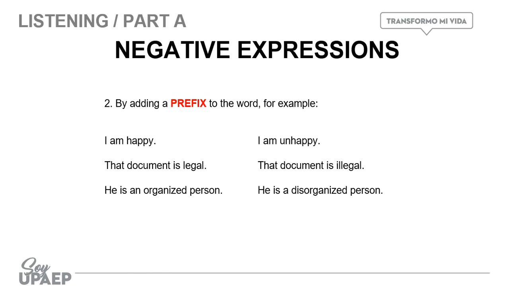The third one says he's an organized person. We added the prefix dis to the adjective organized in order to make the sentence negative. He is a disorganized person. There are many different prefixes that we can add to words. And in most cases, when we add a prefix, the word becomes negative.